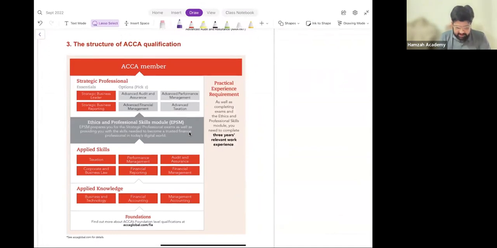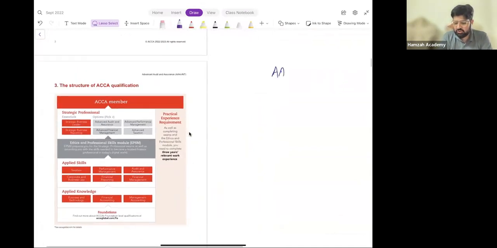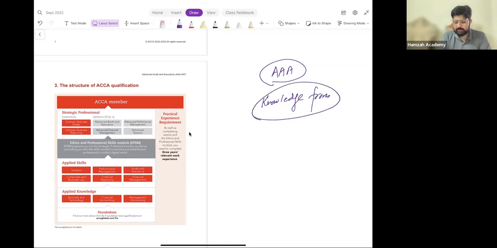Advanced audit and assurance basically utilizes the knowledge from IFRS, the accounting standards you have studied, plus the knowledge of audit and assurance, which is called F8. Normally, students come to the AAA paper and they have forgotten what they studied over there. So I tell my students, please don't worry if you have forgotten, because we will be discussing everything from scratch over here.